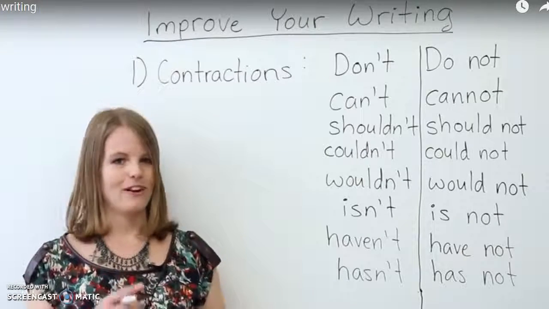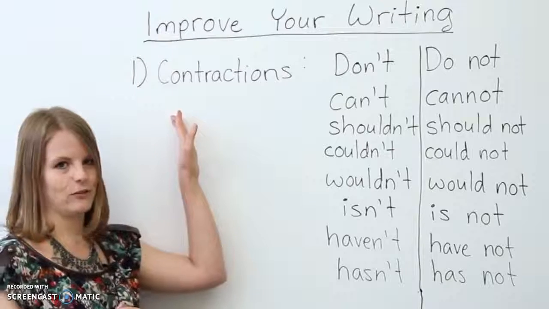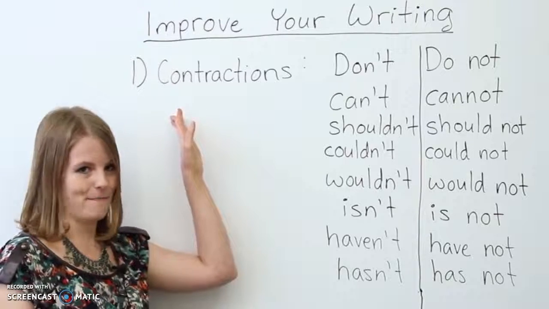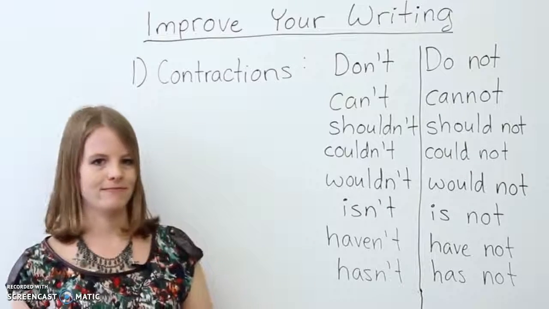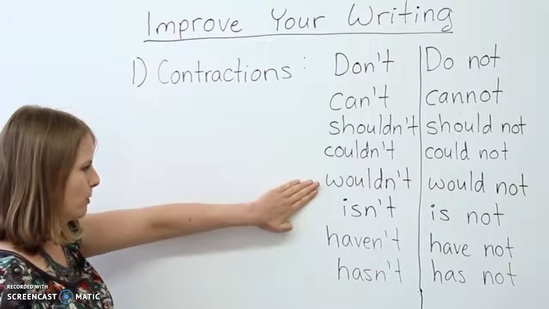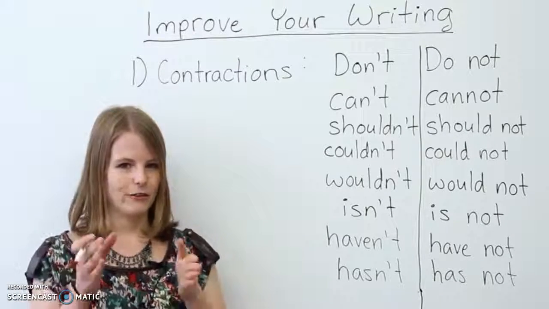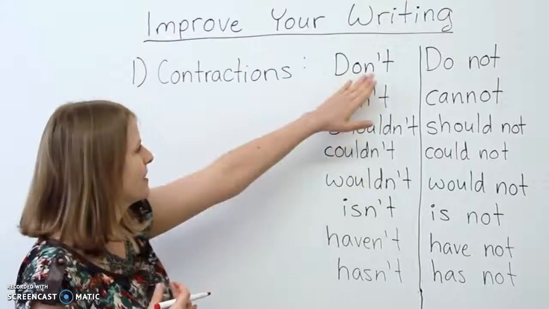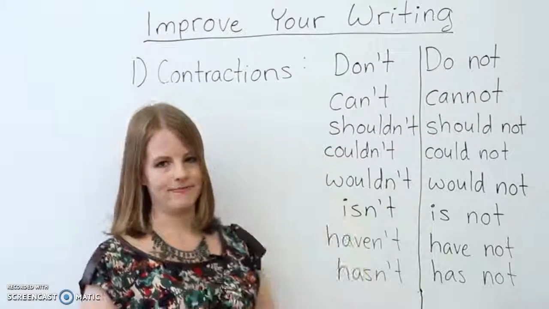My first tip on how to improve writing is do not use contractions, okay? And again, this is for academic writing. So what is a contraction? Don't, can't, shouldn't, couldn't, wouldn't, isn't, haven't, hasn't. Okay, so it's the short form of, for example, don't is the contraction of do not.